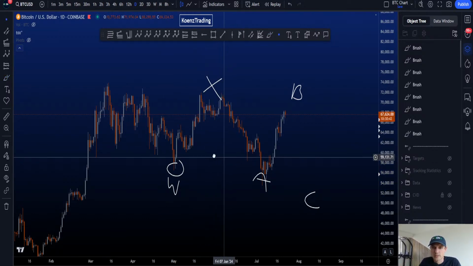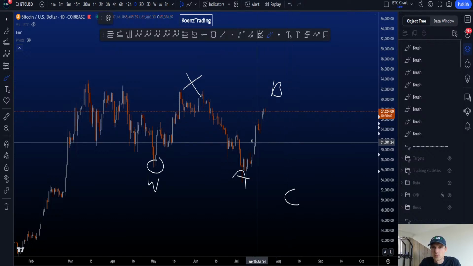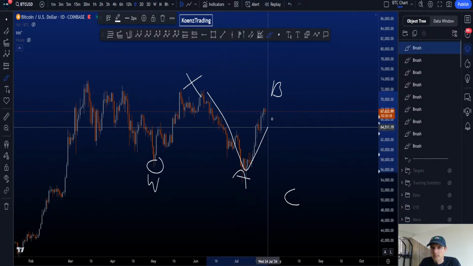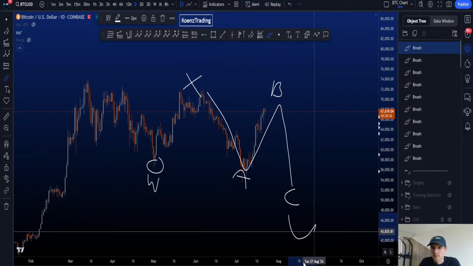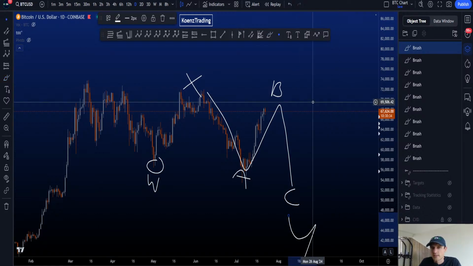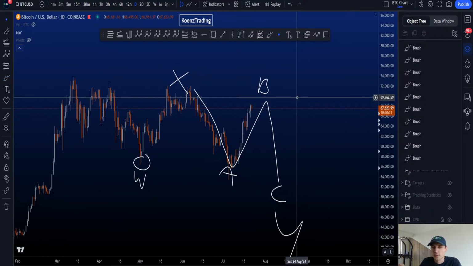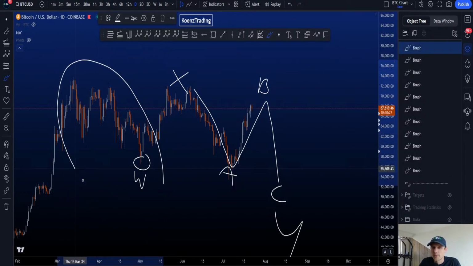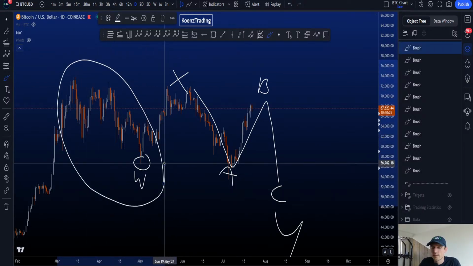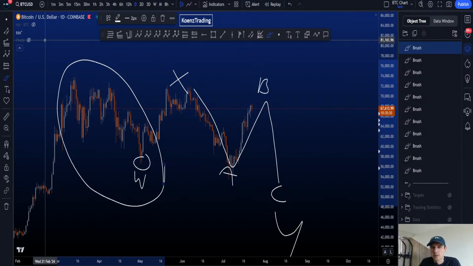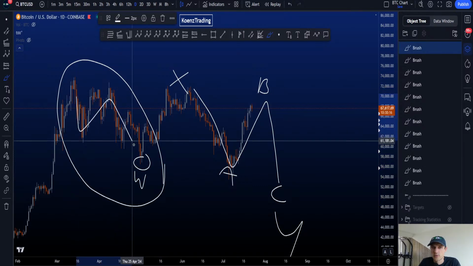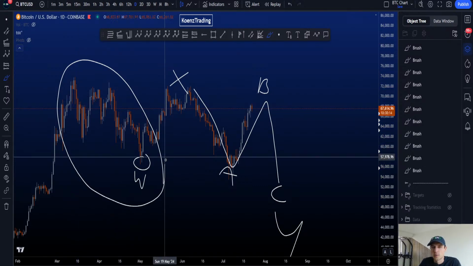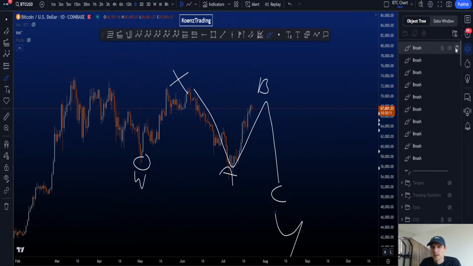Now, then you have wave X, perfectly fine. And then you have your wave Y, and your wave Y here is then a zigzag. Now, a zigzag in a wave Y is perfectly fine. However, this depends on your count, right? You can't have a WXY in W, guys. Only a zigzag or a flat is allowed in wave W. You cannot count this WXY. It's not allowed.